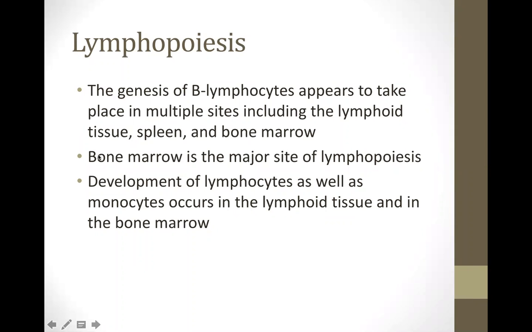Walang magkakamali dyan. No? The development of this B lymphocyte as well as monocytes will occur in the lymphoid tissue and in the bone marrow. So, tama nga, nasa lymphatic organ siya or nasa bone marrow. But the major site of lymphopoiesis is the bone marrow. The B lymphocyte will still remain in the bone marrow for the majority, but the T lymphocyte will go to thymus and spleen for differentiation and maturation.